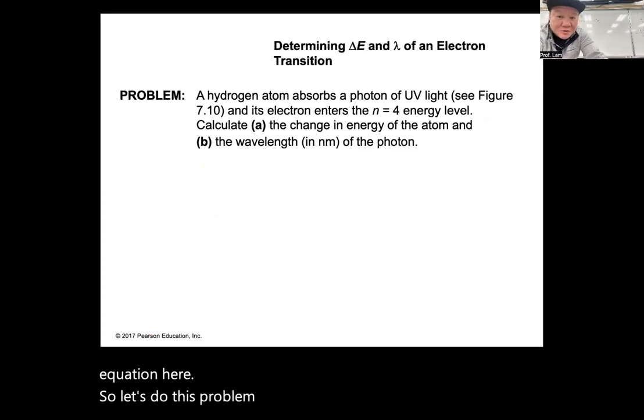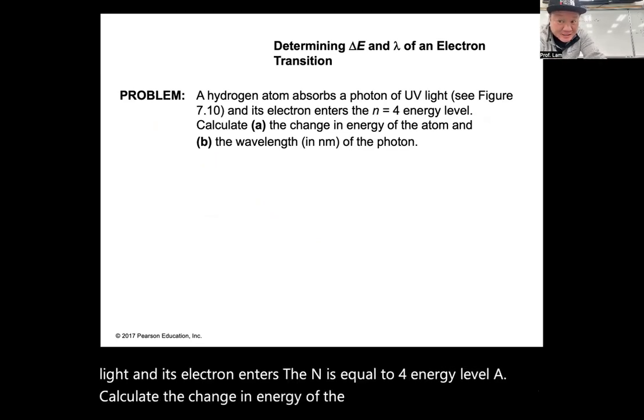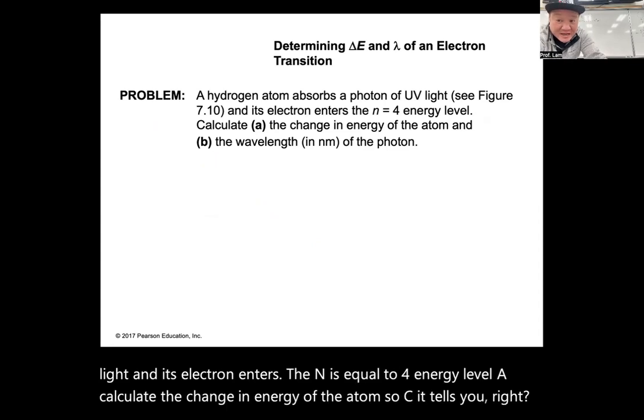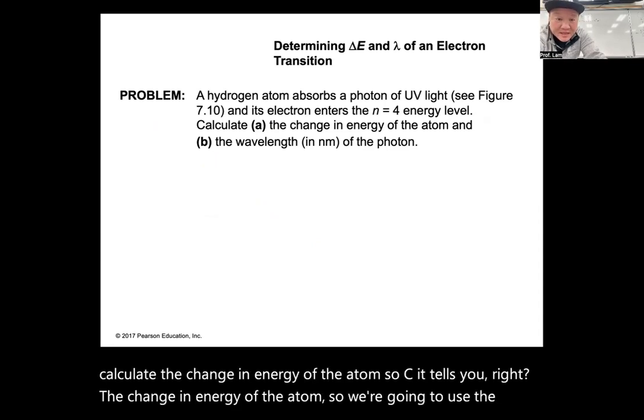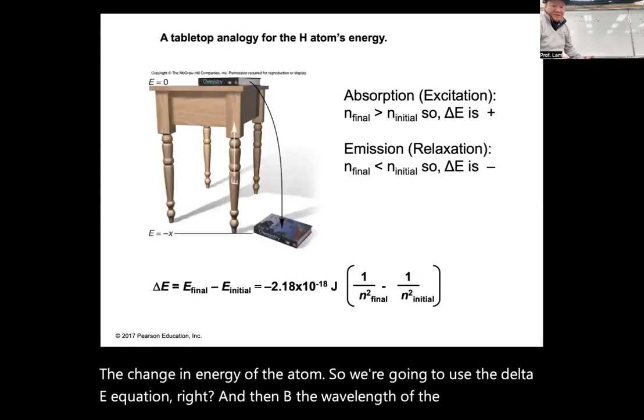A hydrogen atom absorbs a photon of UV light, and its electron enters the n is equal to 4 energy level. A, calculate the change in energy of the atom. So see, it tells you the change in energy of the atom, so we're going to use the delta E equation. And then B, the wavelength of the photon. Okay, so we will be using this equation.